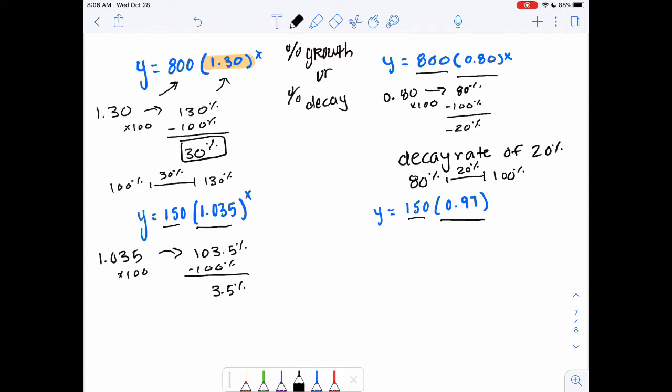Looking at our last example, I have 0.97. Multiply it by 100 and see I get 97%. Take away 100 and see I have a decay rate of 3%.